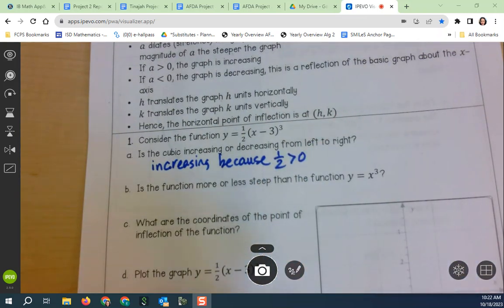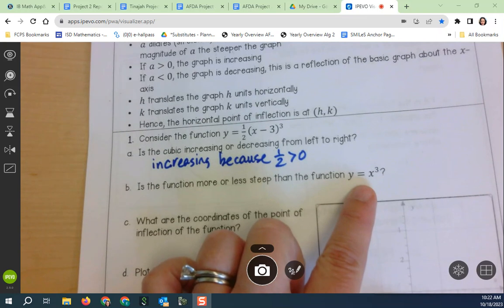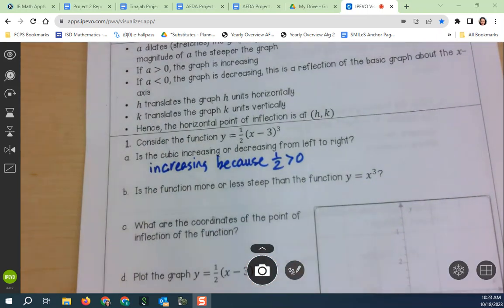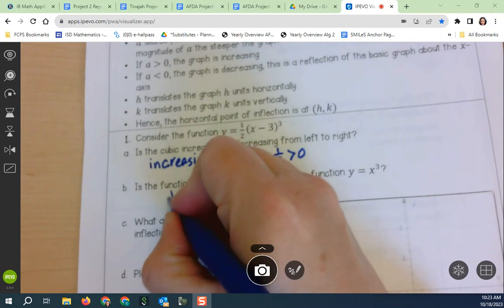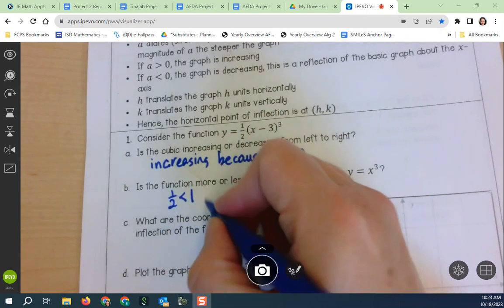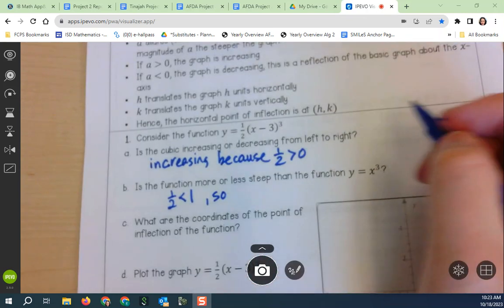Is it more or less steep than the parent function? What is that 1/2 going to do? Is it going to stretch it more steep, or is it going to compress it less steep? It's going to compress it less steep, right? So because 1/2 is less than 1, it's going to be less steep.